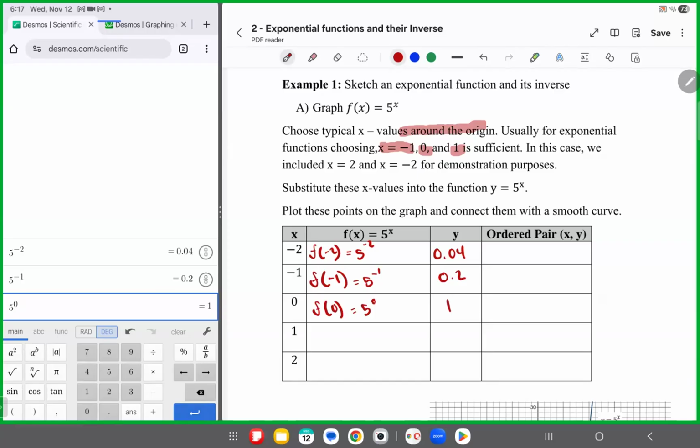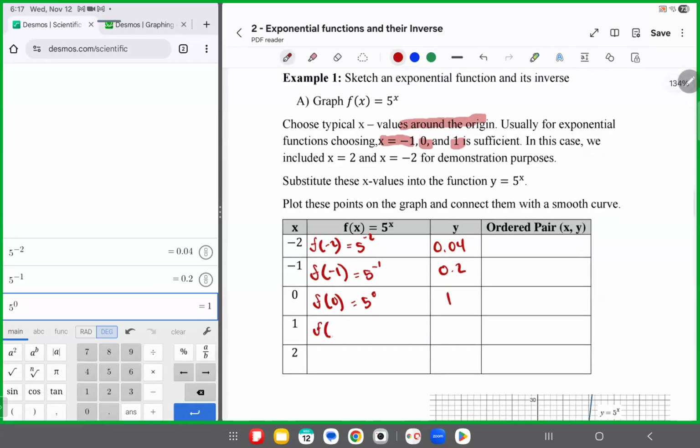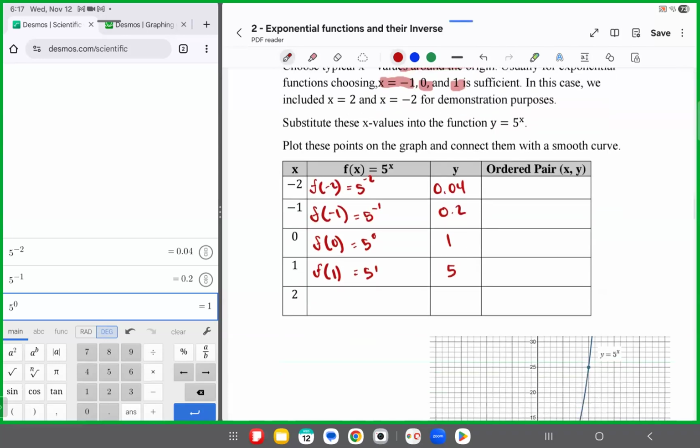The next value we have is 1. So if we type in f of 1, that's equal to 5 to the power of 1, which is just 5. And if we type in f of 2, that'll equal 5 to the power of 2, which is going to be 25.